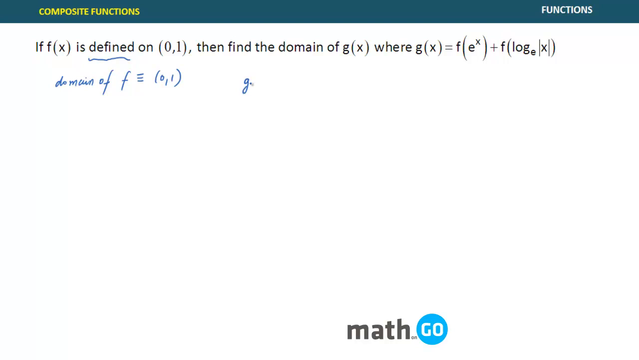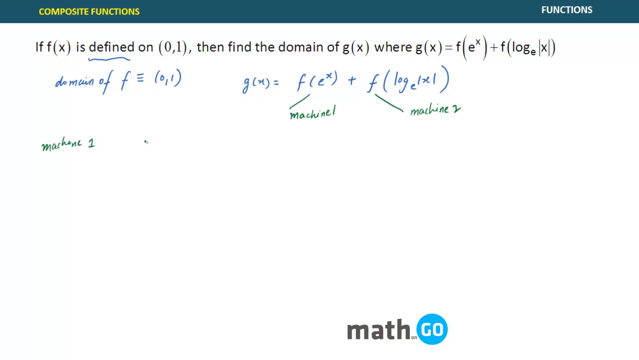Then you are asked to find the domain of a machine which is called G, and it is represented by something of this form. At first, you people do not actually understand what you have to do here, whereas now I'll make sure it becomes very easy for you to understand. This G(x) is a combination of two machines. Let's say this is machine one, and this is machine two.